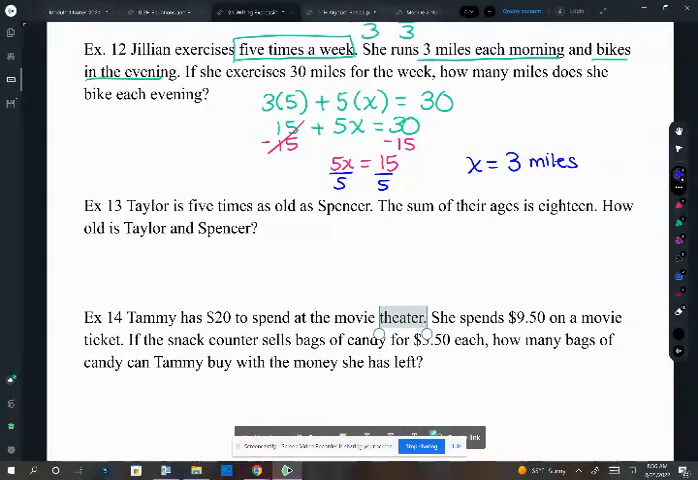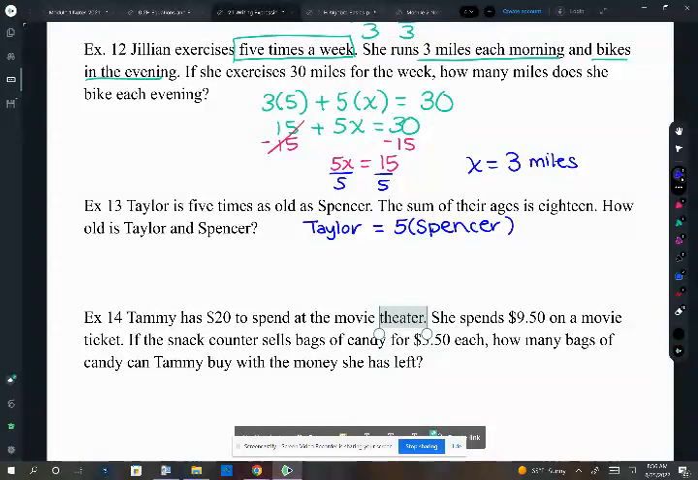It says Taylor is 5 times as old as Spencer. So if we just write out what it says, Taylor equals 5 times as old as Spencer. And this is what it's actually saying. So those are the things that we know. And it says the sum of their ages is 18. How old is Taylor and Spencer?